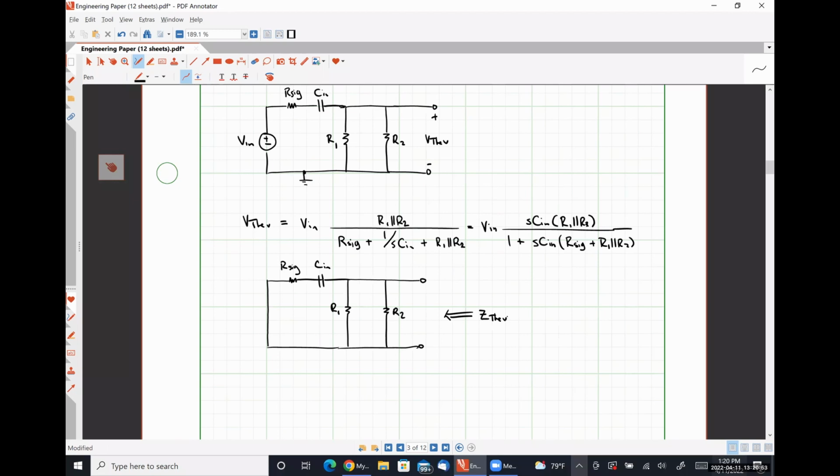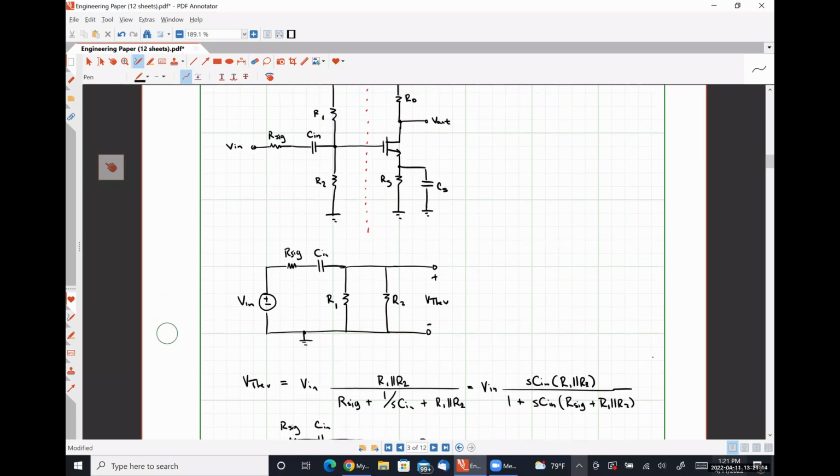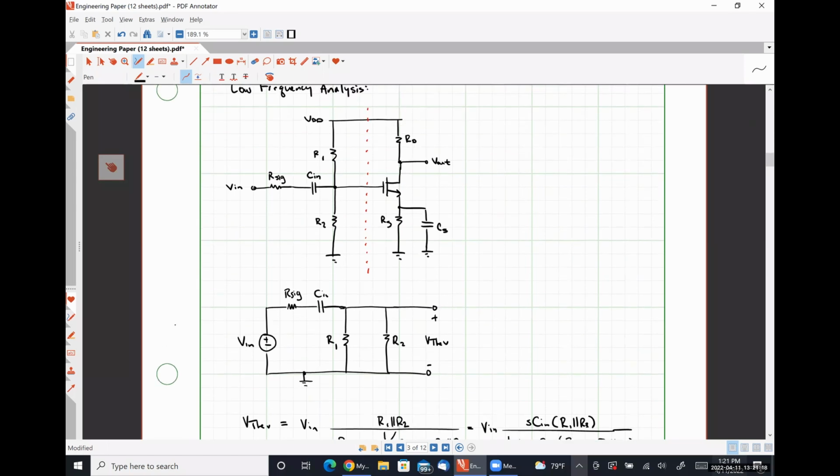So that's R sig plus 1 over SCN in parallel with R1 in parallel with R2. Okay. We've made everything to the left of that dashed red line look like a voltage source in series with an impedance.